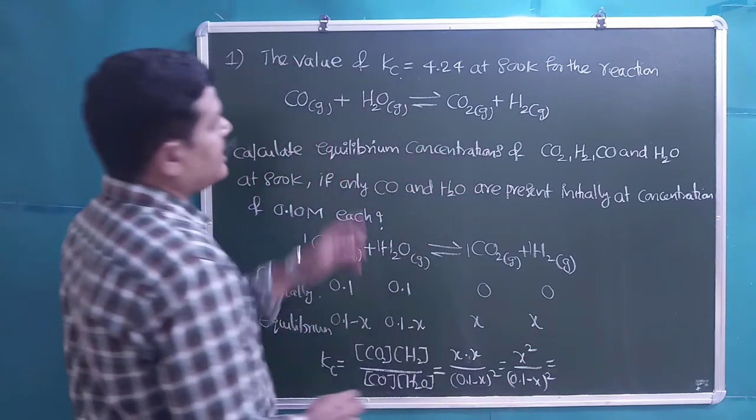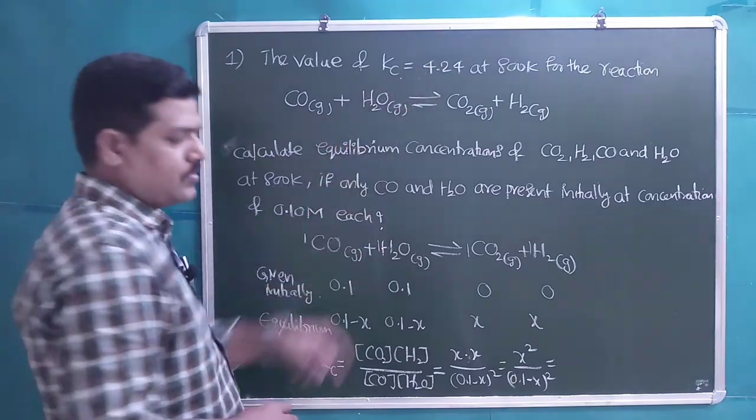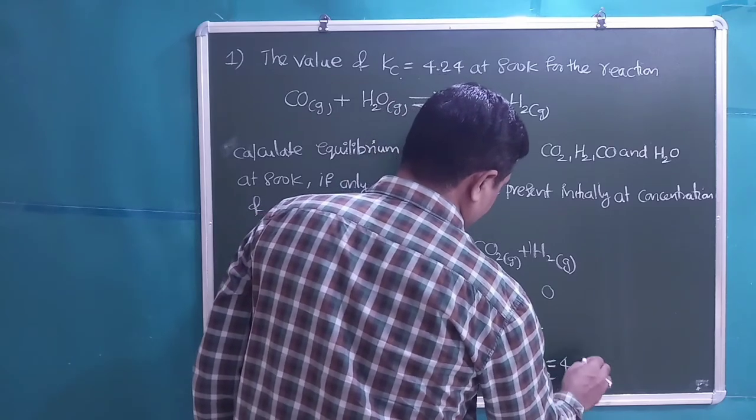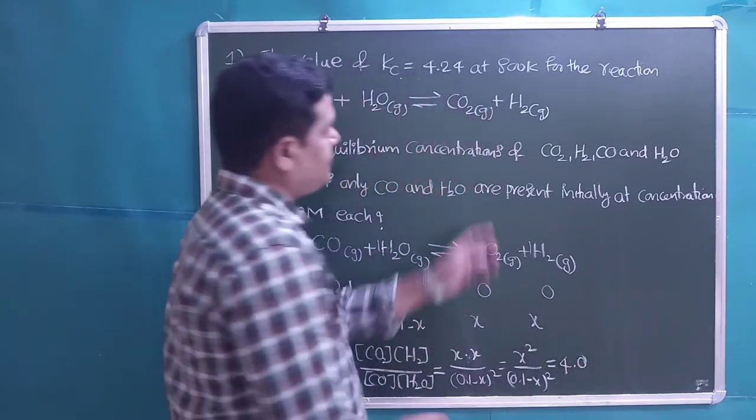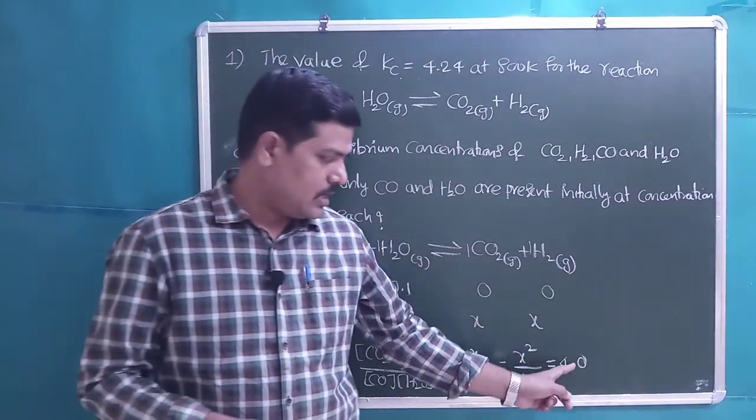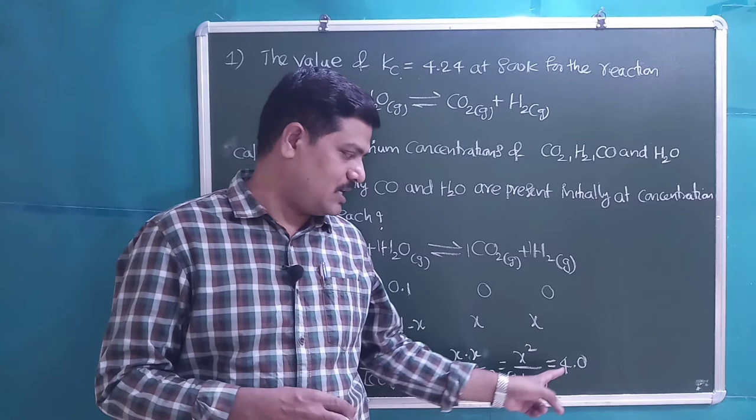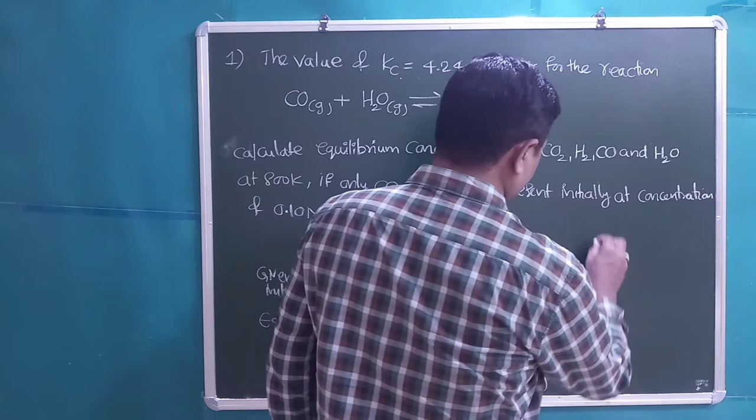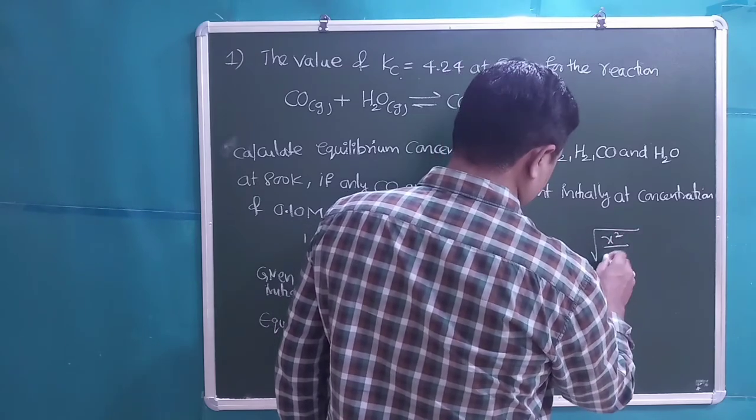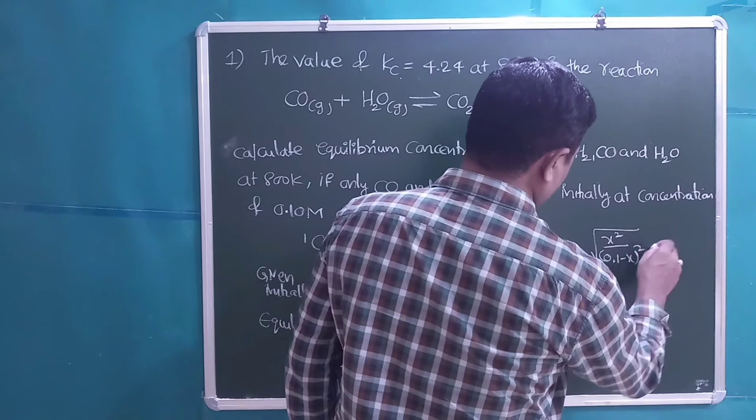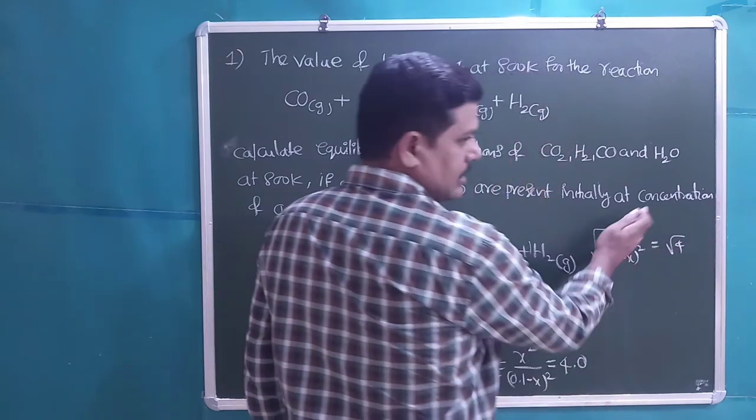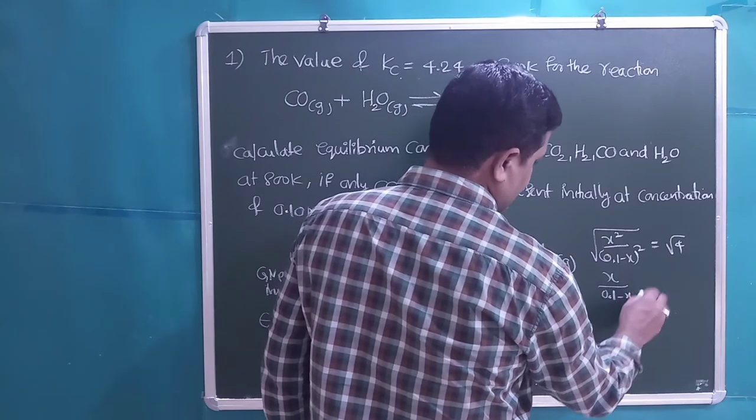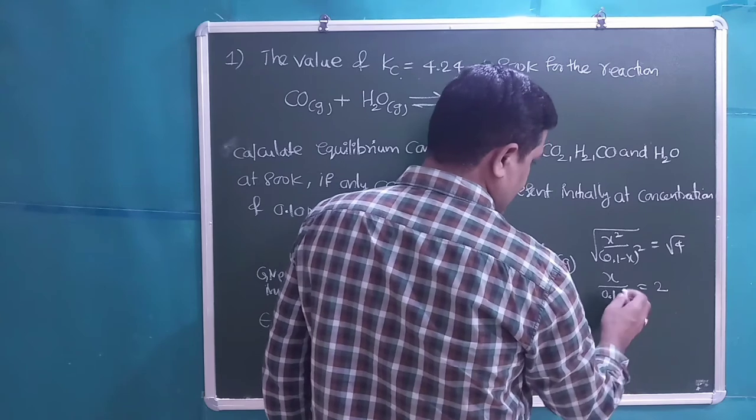In the question the Kc value given is 4.24. We can simplify this by taking it as 4.0. We are approximating the 4.24 value to 4. Otherwise, we will get a quadratic equation which is very difficult to solve. Then by taking the square root on both sides, the square root of X square by 0.1 minus X whole square is equal to the square root of 4. So the left hand side, students, will be X divided by 0.1 minus X, equal to the square root of 4, which is 2. Let us simplify it.